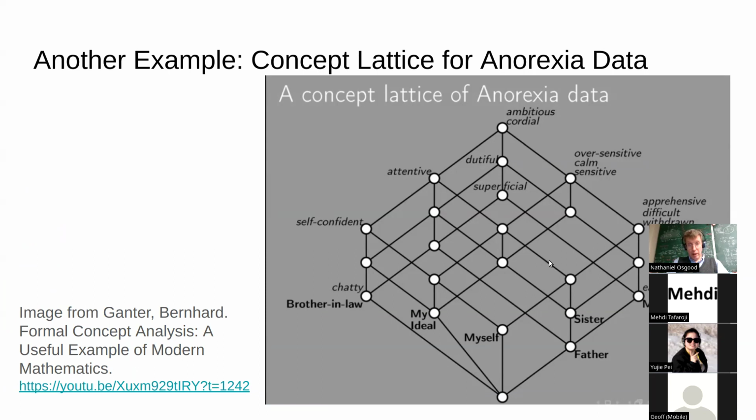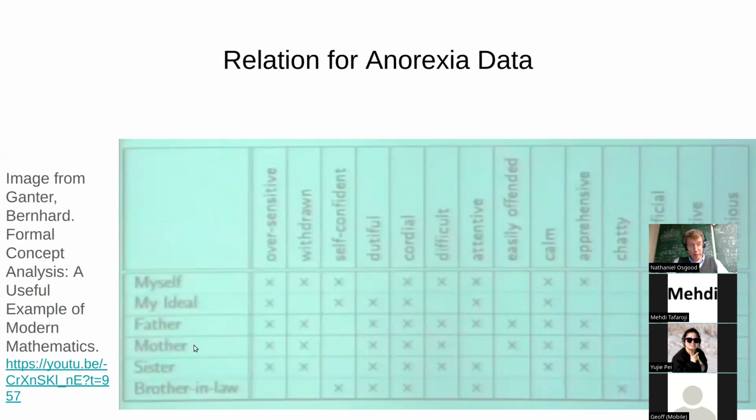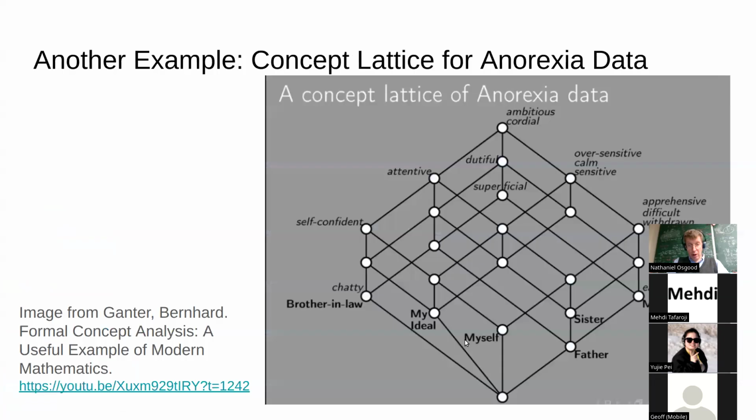And so, for example, here, the father and the sister are characterized by attentiveness, is what this person infers. She believes her sister and her father are attentive, but that her mother here is not attentive, because the mother doesn't lie underneath the attentive node in the lattice. There's no join of the mother with other things that will lead to attentive.